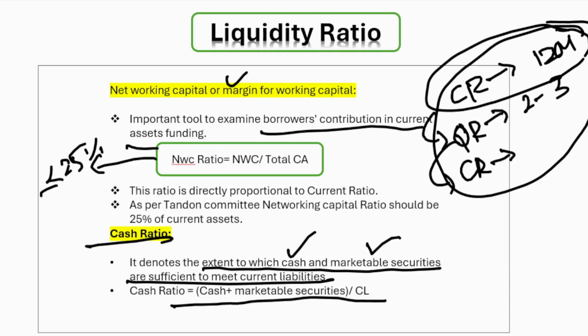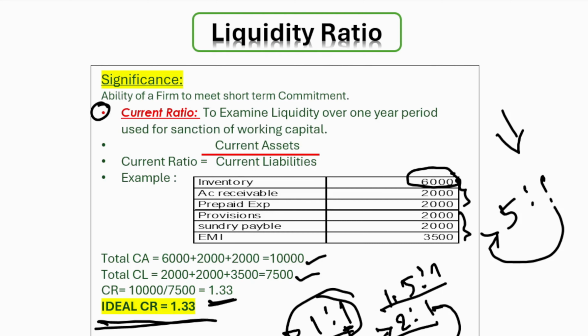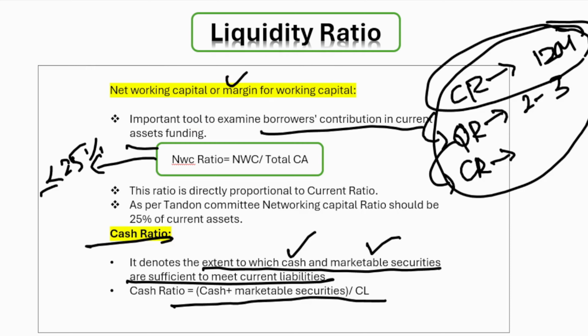Should not be less than 25%. Got it? While calculating the current ratio, see the example given here: 10,000 and 7,500. Here 10,000 is current assets, and 7,500 is what? Current liabilities. Here the current liabilities are 3/4 of current assets. What about the 1/4? That 1/4 should be net working capital.